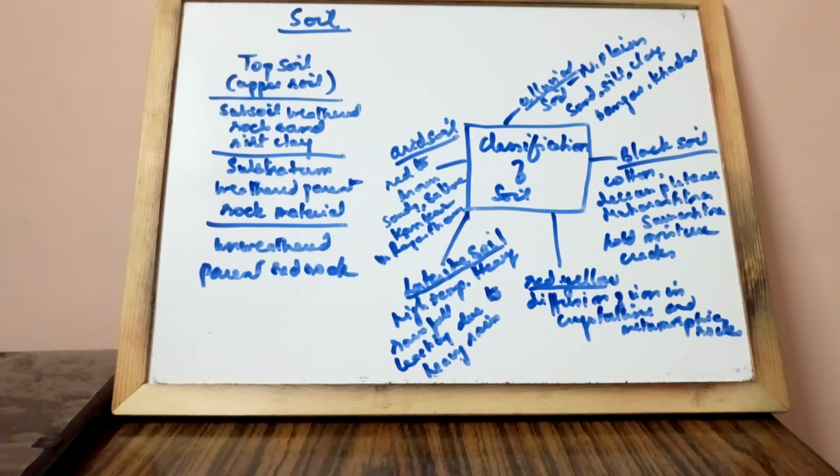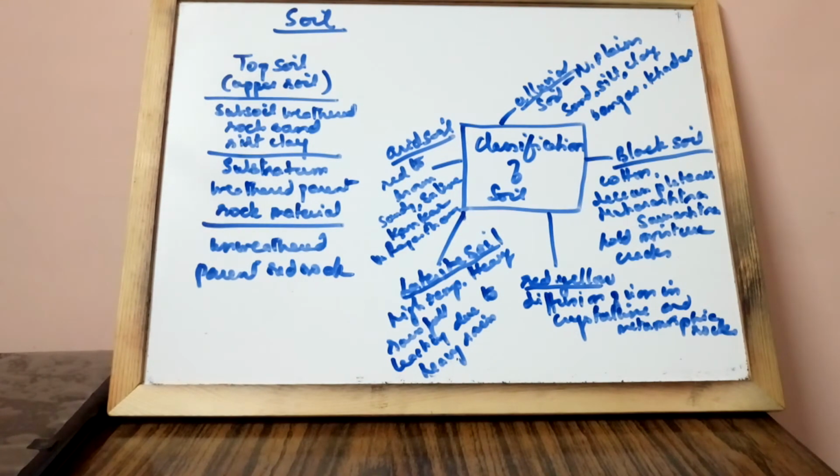Alluvial soil is found in eastern coastal plains, particularly in the deltas of Mahanadi, Godavari, Krishna, Kaveri, because the rivers bring down the soil and they deposit it in the plains. So alluvial soil, you should know at least 5 points.